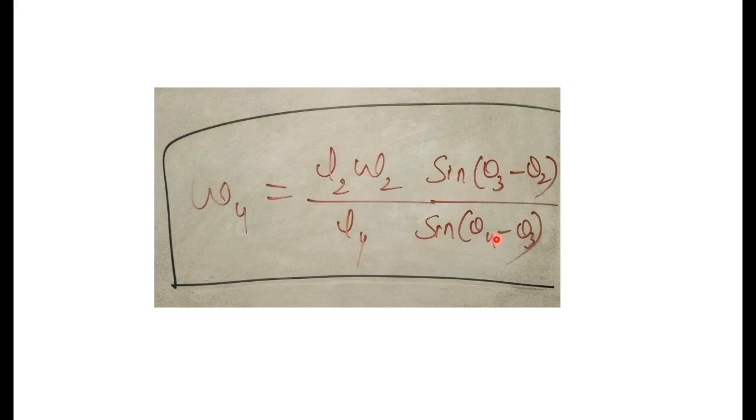Now next thing is identify each term. Omega 4 we already mentioned, this is the output velocity. Omega 2 is the input velocity. What is L2? Length of link 2, or length of input link or crank. L4 is length of output link or length of rocker, or sometimes it is also another crank. Then we have sine function. We have theta 2, theta 3 and theta 4. What are these angles? That we will see in the next slide.